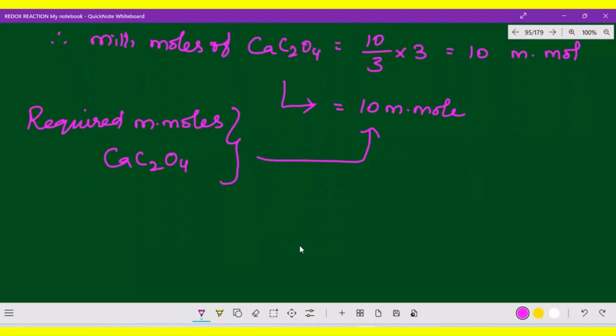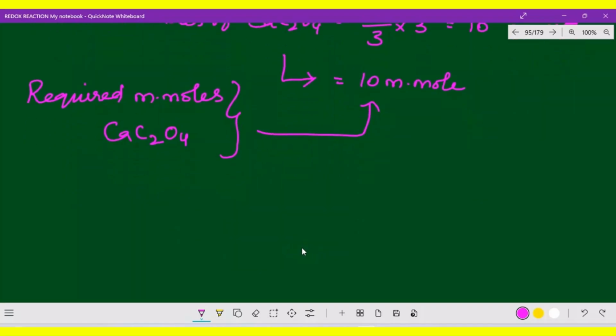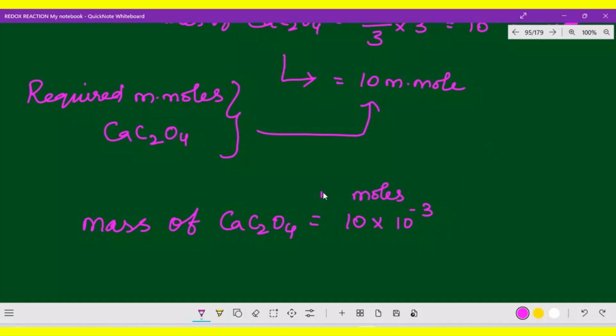Now we have to identify the mass percentage. In the question they have provided only the given mass, that is 2 gram, and we have to identify the mass percentage. So this is millimole, we just converted into mole. So directly we can go: mass of CaC2O4 is 10 into 10 to the power of minus 3, we just converted millimole into mole, mole into molar mass.